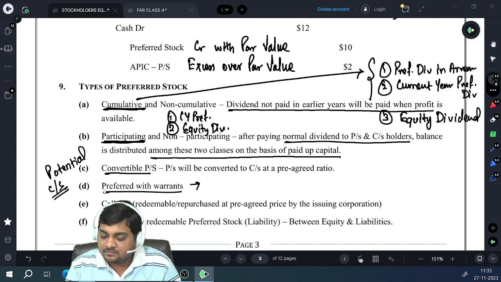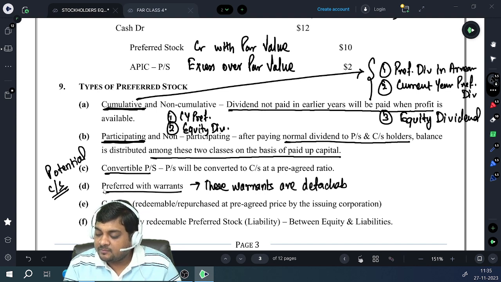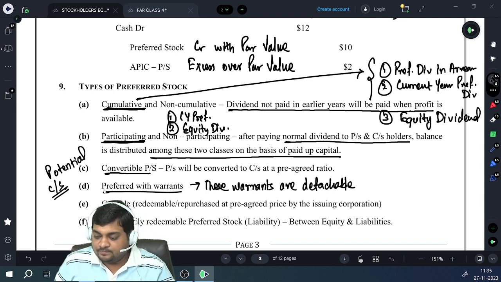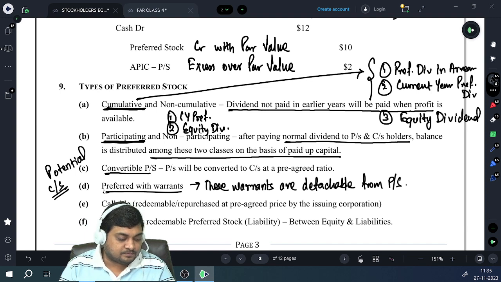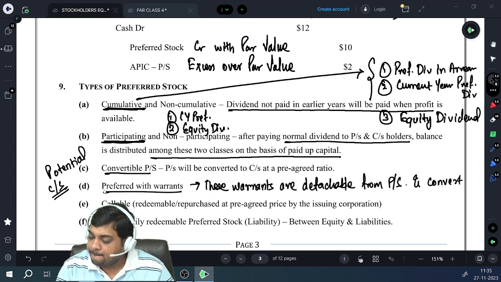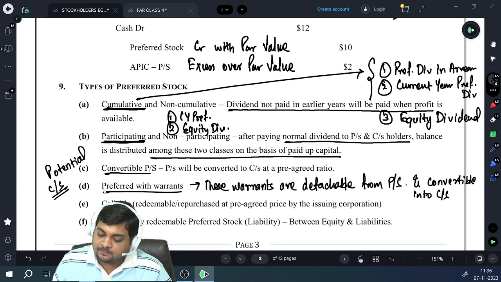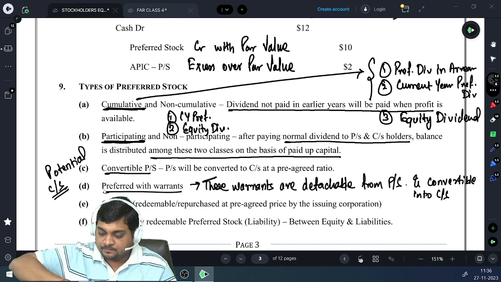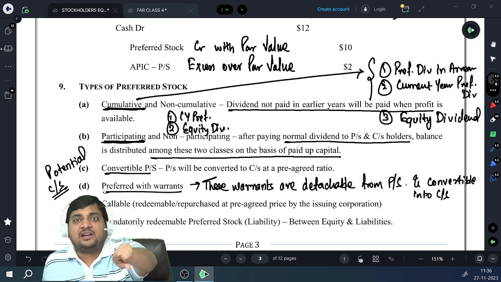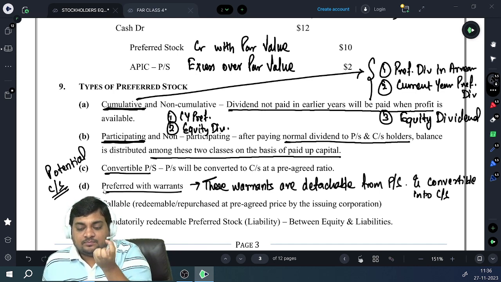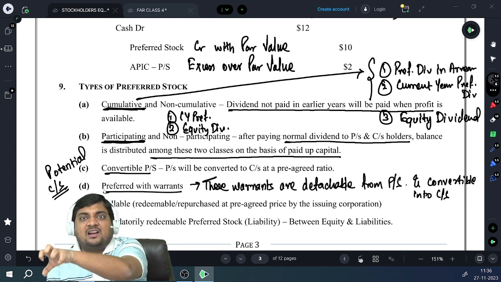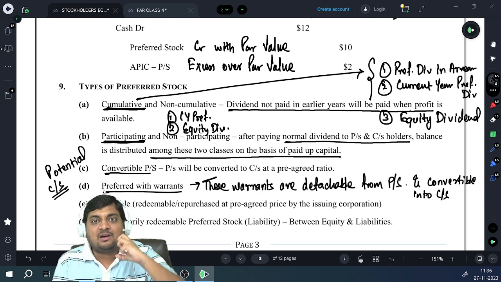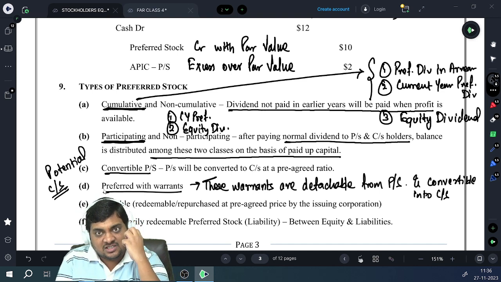Preferred with warrants. These warrants are detachable from preferred stock and convertible into common stock. Preferred with warrant means the shares are not converted into common stock. It is the warrant that is being converted into common stock. In case of convertible preference share, the entire preferred stock is getting converted into common stock. But in case of preferred with warrants, only the warrants are getting converted into the common stock. The preference shares still exist.